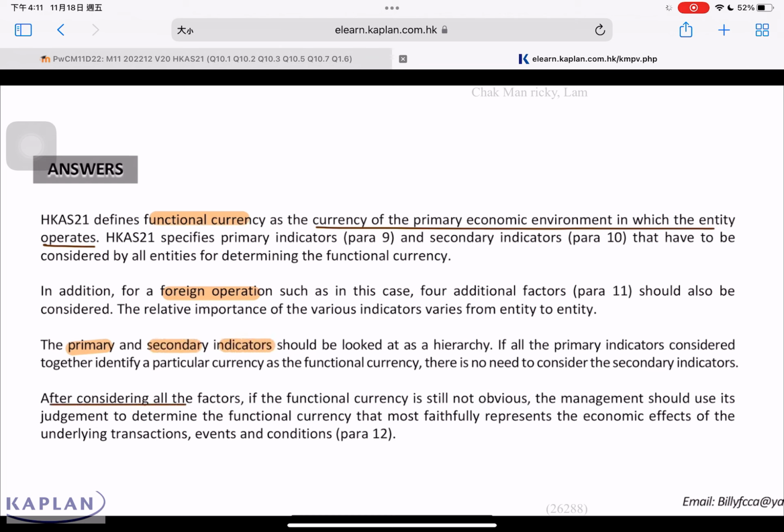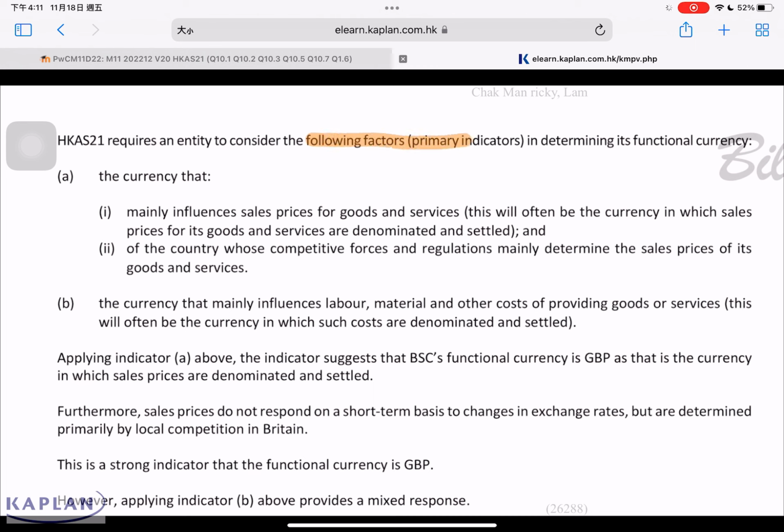After considering all the factors, if the functional currency is not obvious, ultimately management has to decide on the functional currency that most faithfully represents the economic effect of the underlying transactions. These are the primary factors. It suggests that the BSC functional currency should be the British pound, because of the currency in which the sales prices are usually denominated and settled. Furthermore, the question said the sales prices do not respond on a short-term basis to changes in the exchange rate. Mainly they are determined by local competition. This indicates that the functional currency should be the British pound.